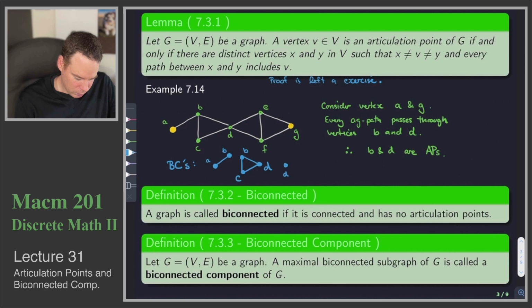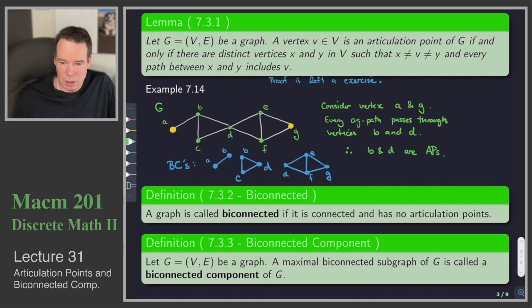Well, we can go D, E, F, and G. That's also a biconnected graph, and it's maximal as a subgraph of our original graph, which we didn't name, but I'll call it G. So those are the biconnected components of G.